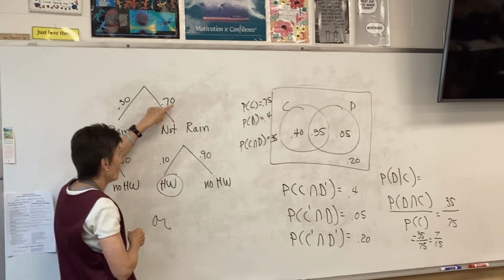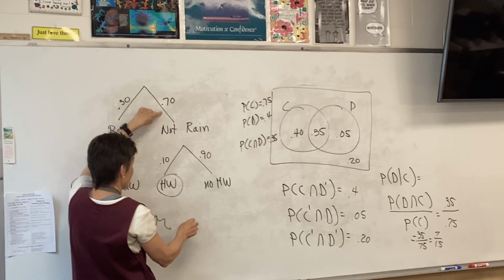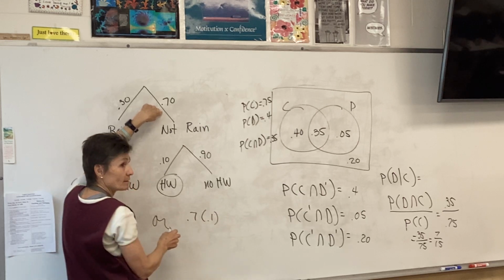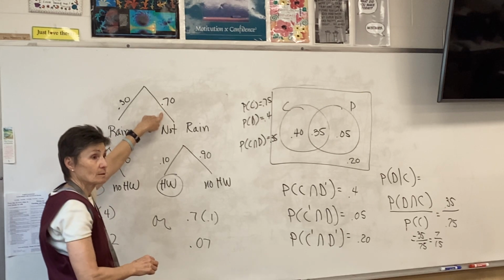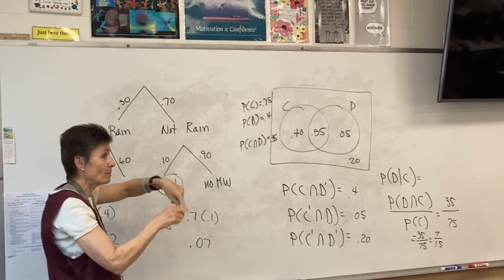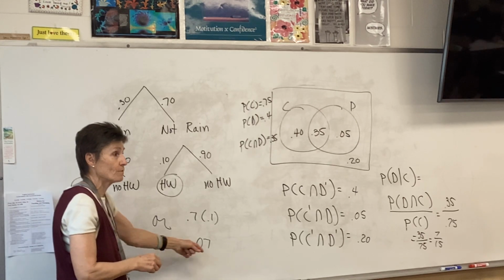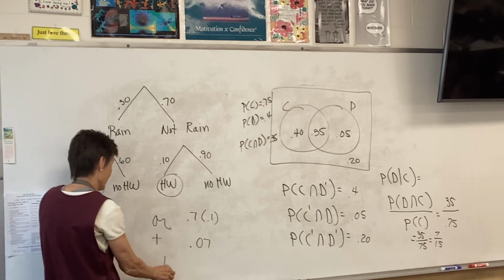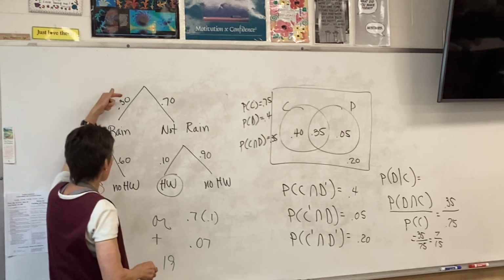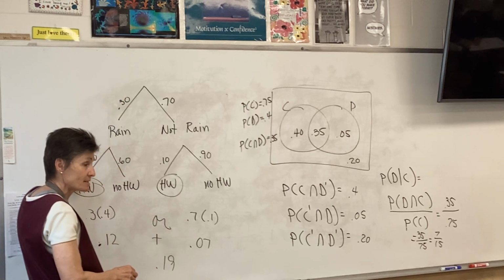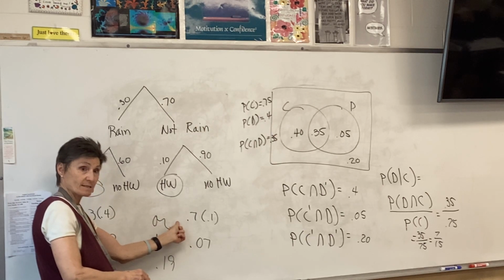How about this one? What if it doesn't rain and he does his homework? Well, that would be 0.7 times 0.1 or 0.07. What is the total probability then that he'll do his homework? In other words, it's either this option or this option. The total probability is 0.19. Does everybody get why we multiplied these, but we added these? It's this or this.